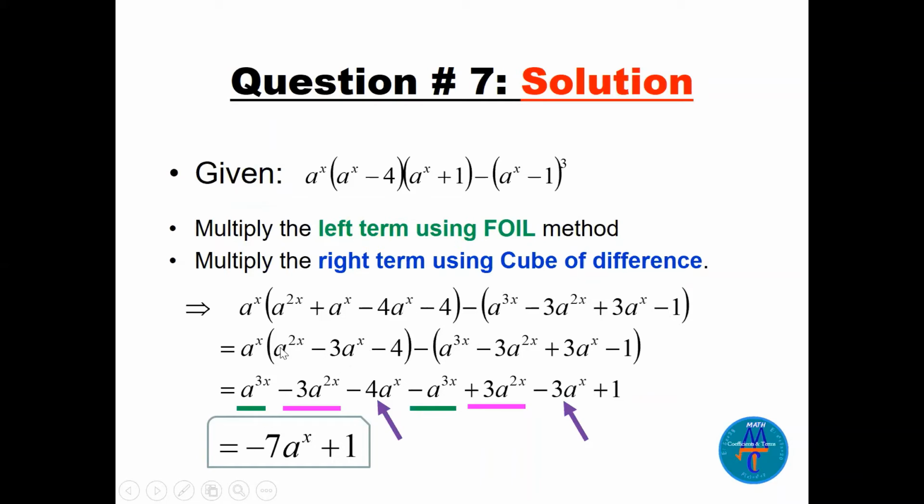Then you can distribute a to the power 3x minus 3a to the power 2x minus 4a to the power x. And here we change all the signs because we have a minus at the beginning in the question. This is a minus, this is a plus, this is a minus, this is a plus. Now we see which things cancel. Everything with power 3x will cancel. See, this is the green here. Everything with power 2x will cancel. This one we add, it's minus 7, a to the power x plus 1. That's the answer.